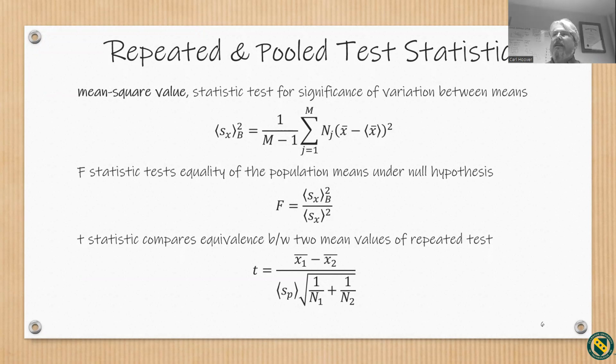The test statistic for comparing the equivalence between two mean values of a repeated test is the T statistic, also known as student's t-test, defined as the difference between the two means divided by the pooled standard deviation of those two, and then also divided by the square root of the sum of frequency ratios, 1/n. Student's t-test is a statistical test used to test whether the difference between the response of two groups is statistically significant or not, and the t-test statistic follows a student's t distribution. So this is all in kind of the family of analysis of variance, or ANOVA.